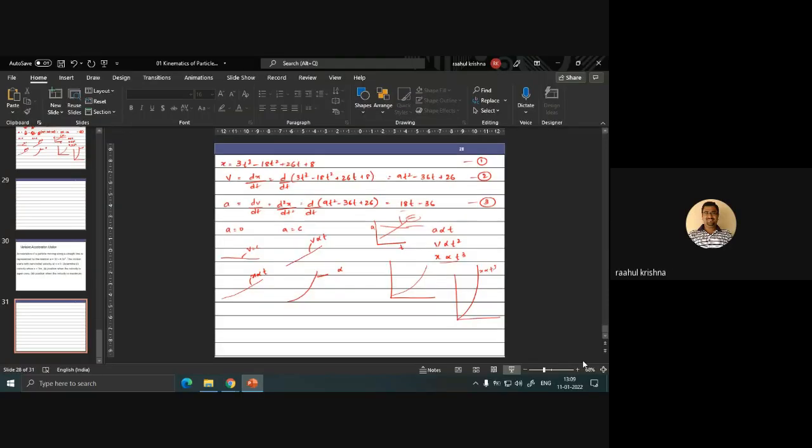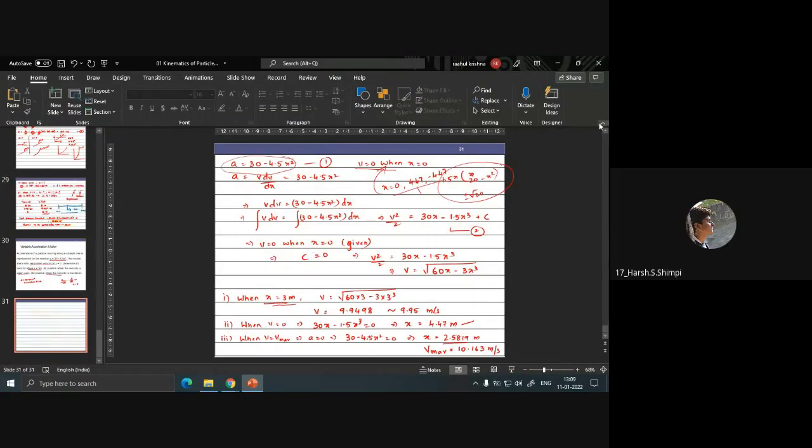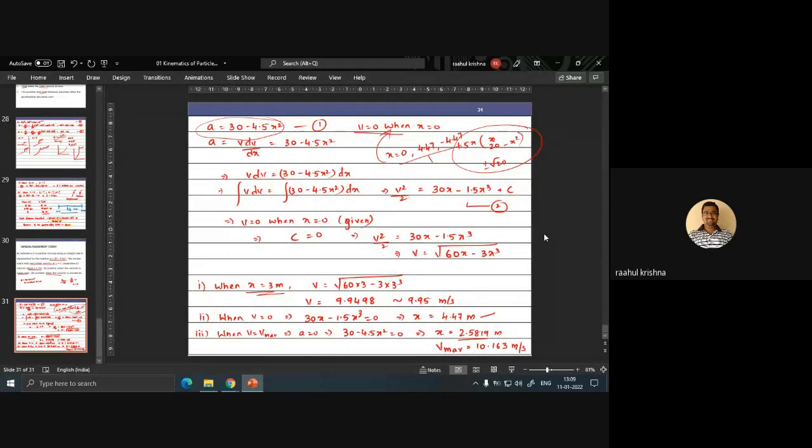Yes, go ahead. No, sir, answer is correct. I was saying that. Okay, fine. So with this, we'll conclude the topic about rectilinear motion. If you have any questions about rectilinear motion, which we discussed yesterday and today as well, you can ask them now about any of the numericals that we have solved.